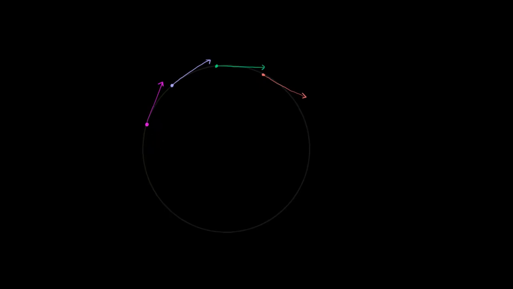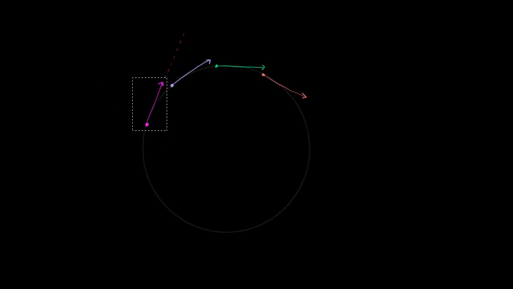So if there were no force acting on this object, it would just continue going in the direction it was going. It wouldn't curve. It wouldn't turn. The direction of its velocity wouldn't be changing. So let's think about what the direction of that force would have to be. And to do that, I'm going to copy and paste these velocity vectors, and we can keep track of what the change in velocity, or especially the direction of the change in velocity, has to be.